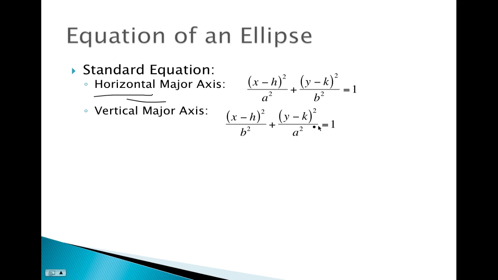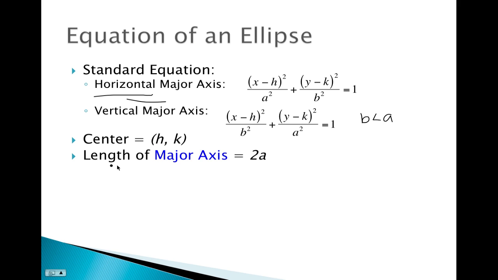And the way that you know which is that b is always going to be less than a. Always. So your major axis is going to be the larger number. Here your a squared is underneath the x, that means it's horizontal. Here it's underneath your y, and that's a vertical ellipse. Our center for the ellipse is going to be (h, k). The length of the major axis is 2 times a. The length of the minor axis is 2 times b.